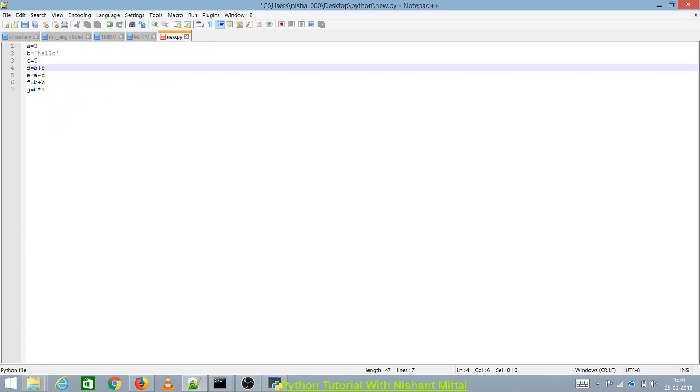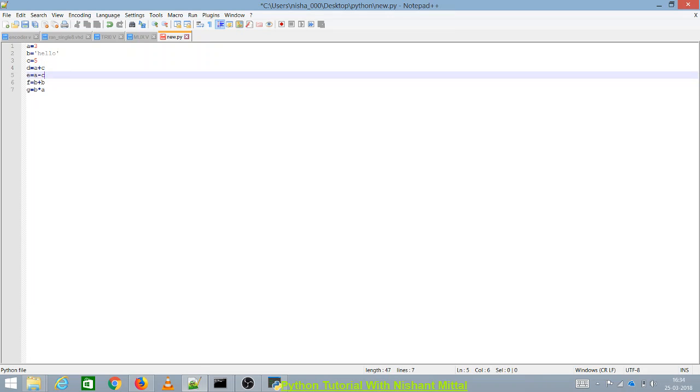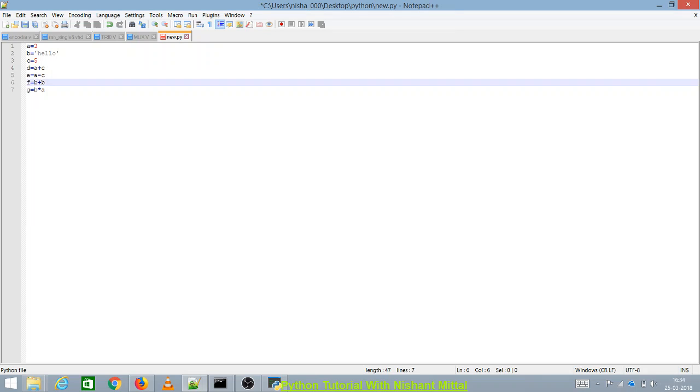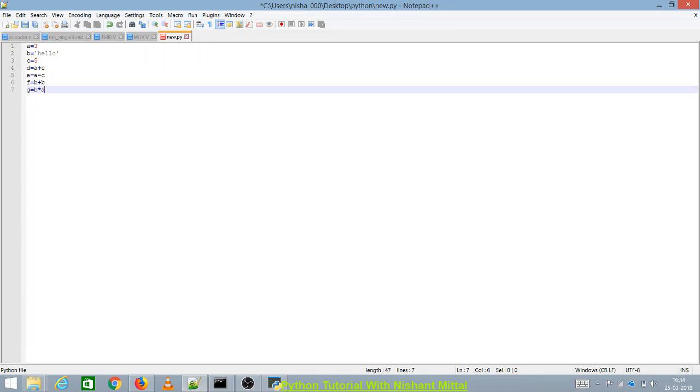Now what do you assume the output would be for each of them? So D equals A plus C would give 5 plus 3, 8. E equals A minus C would give 3 minus 5, that is minus 2. F equals B plus B will give you hello hello. G equals B multiplied by A will give you hello hello hello.